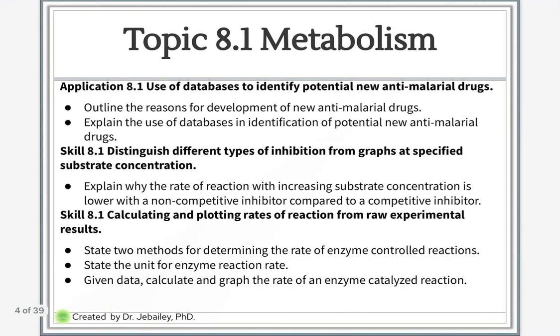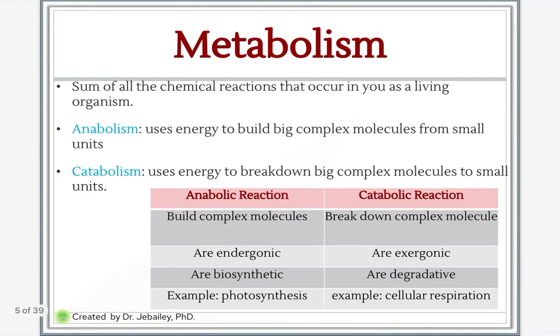We're also going to look at a database to identify potential new anti-malarial drugs, distinguish the different types of inhibition graphs, which are very commonly seen in IB exams, and calculate and plot rates of reactions from raw experimental results. So with that in mind, let's start with the big thing.